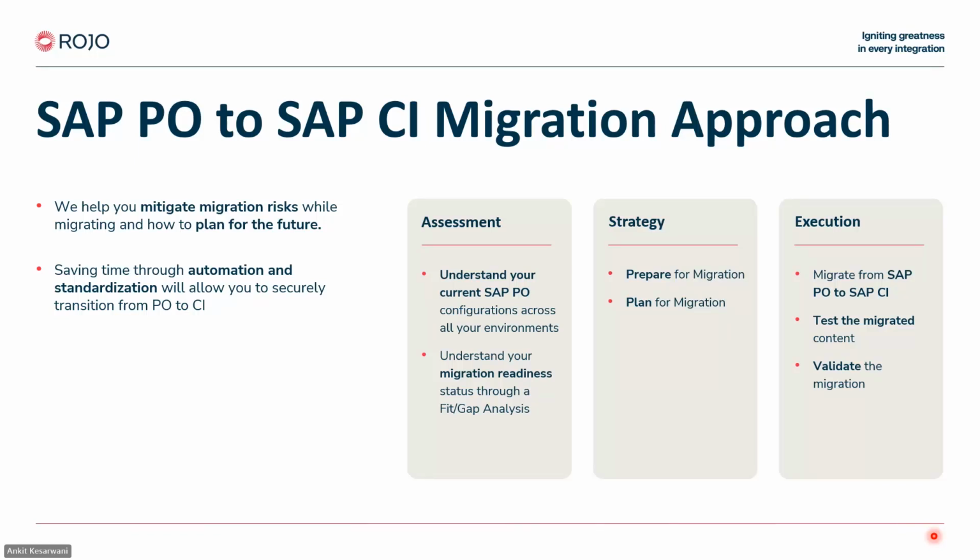So there are different aspects of assessment which we need to take care in this stage. And on the basis of this assessment, we strategize, we plan our migration, we prepare for our migration. And then once we have this clarity, the execution of a migration is possible, where we start moving the artifacts from our PO system to SAP CI, and we test them. And then we are ready to basically move the interface or switch over to SAP CI.